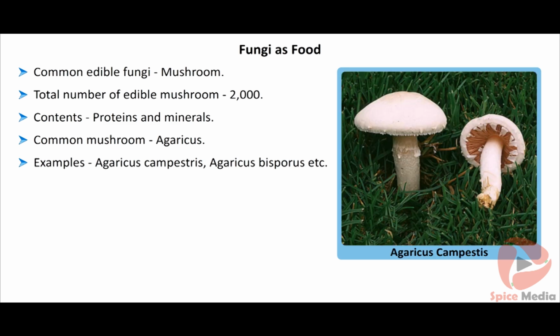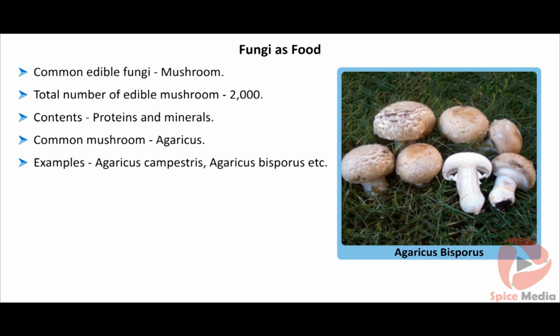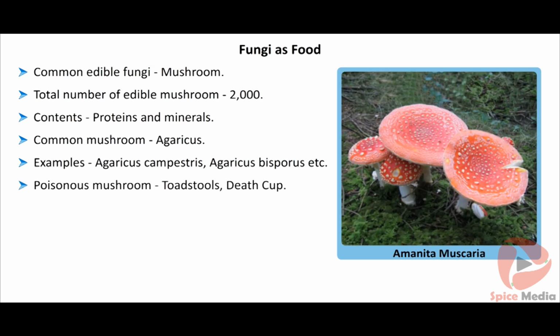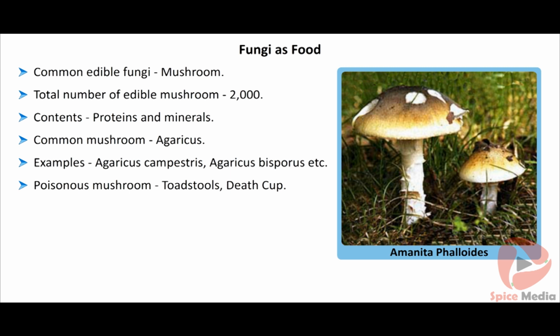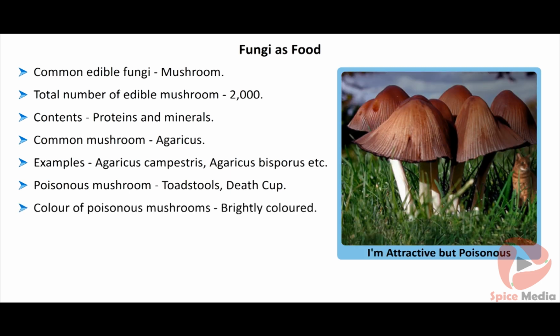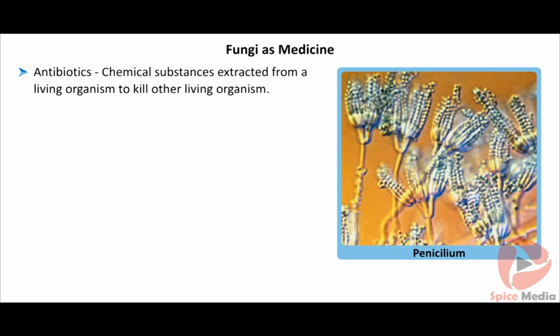The most commonly eaten mushroom is Agaricus, which is commonly called button mushroom. Some of the edible mushrooms are Agaricus campestris, Agaricus bisporus, etc. Examples of poisonous mushrooms are toadstools, Amanita muscaria, death cup, Amanita phalloides, etc. Poisonous mushrooms are often brightly colored.